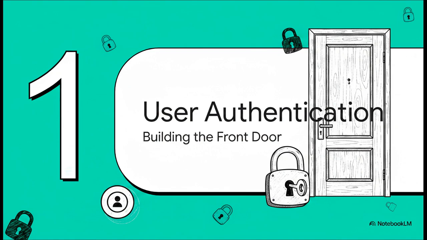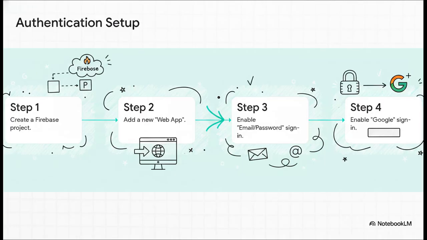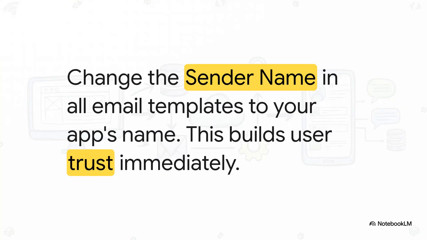Section 1, User Authentication. This is all about building the front door and the lock for our app. We need a way for people to securely get in and for our app to know who they are. Setting this up in Firebase is actually super straightforward. You create a project, add your web app, and then you just flip a switch for the sign-in method you want to use. For our app, we're going with the classic email and password plus the one-click convenience of Google sign-in. Easy.